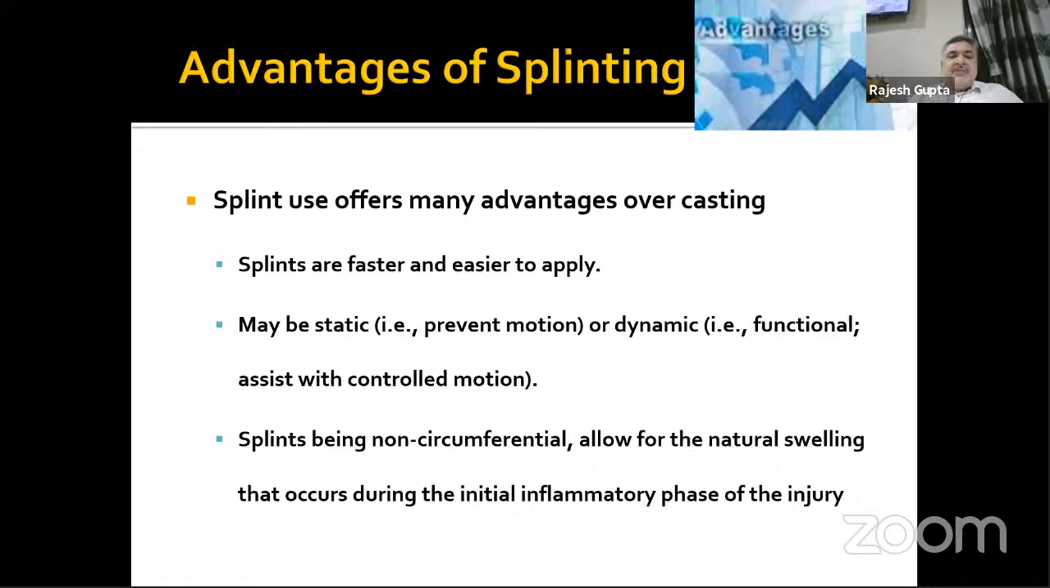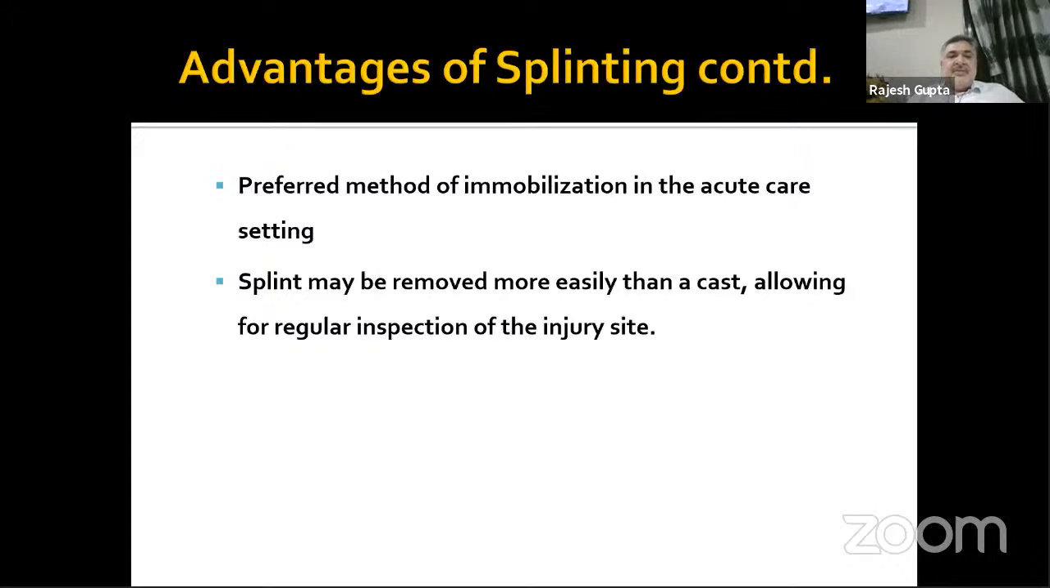The splint offers many advantages over casting. Splints are faster and easy to apply, may be static or dynamic. Splints, being non-circumferential, allow for natural swelling that occurs during the initial inflammatory phase of the injury. It is a preferred method of immobilization in the acute care setting, and splints may be removed more easily than the cast, allowing for the regular inspection of the injury site.